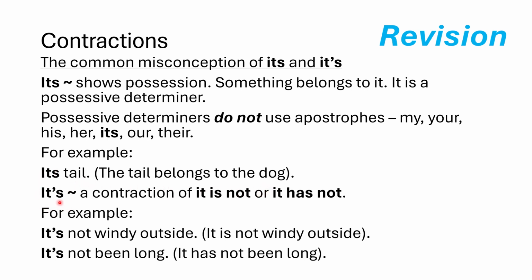It's with an apostrophe is a contraction of it is in it is not, or it has in it has not. For example, it's not windy outside. In its full form, it is not windy outside. It's not been long. In its full form, it has not been long.